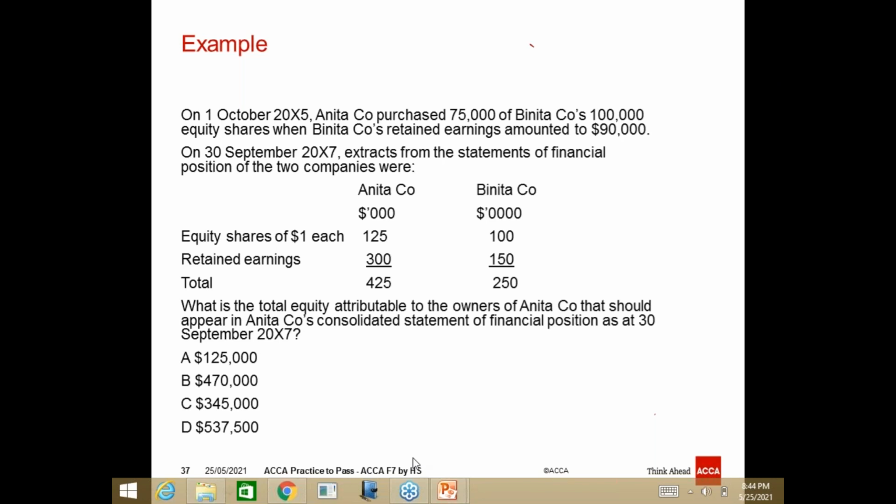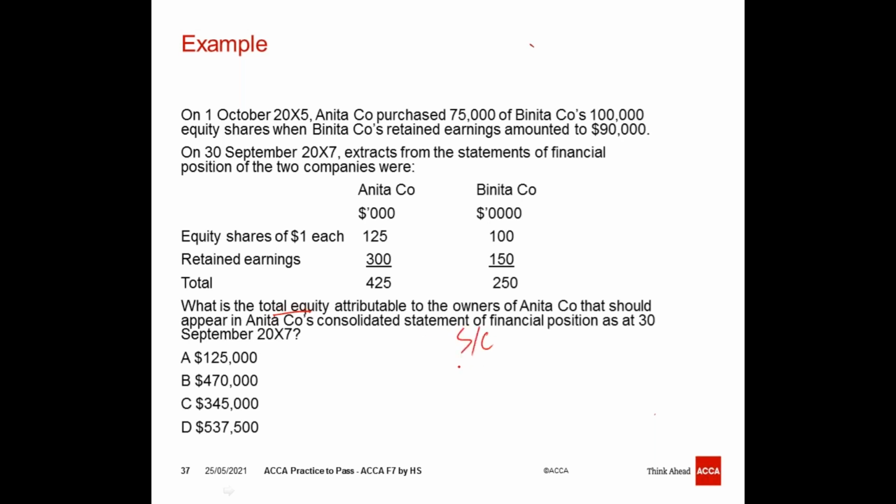The question is asking for the total equity. So when the examiner is asking about the total equity, that means the share capital plus reserves. We need to calculate the total equity attributable to the owners of the parent. So we have acquired 75,000 shares out of 1 lakh. So our holding percentage is actually 75%.